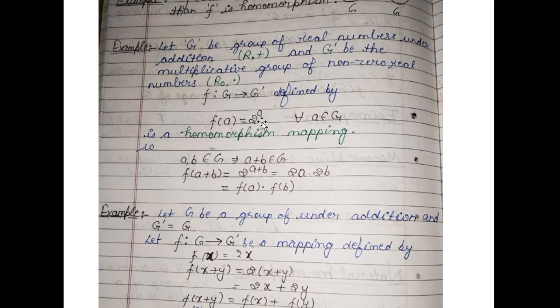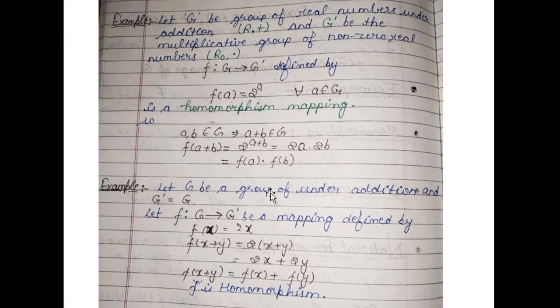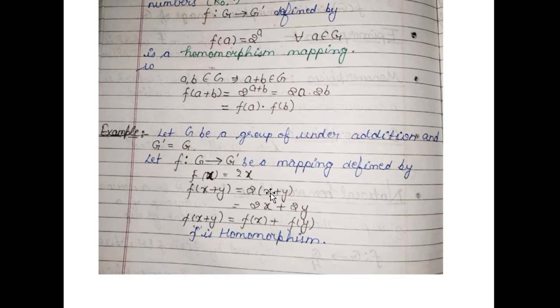This mapping is a homomorphism. For that, we have to show it preserves composition. So consider A and B, two elements of G. By the closure law, because R plus is a group, under addition A plus B will be in G. Now we take the mapping of A plus B. By definition of the mapping, this will be equal to 2 to the power A plus B, which is 2 to the power A into 2 to the power B, where 2 to the power A is FA and 2 to the power B is FB. So F of A plus B is equal to FA into FB. That means this mapping preserves composition between the two groups, so it is a homomorphism mapping.